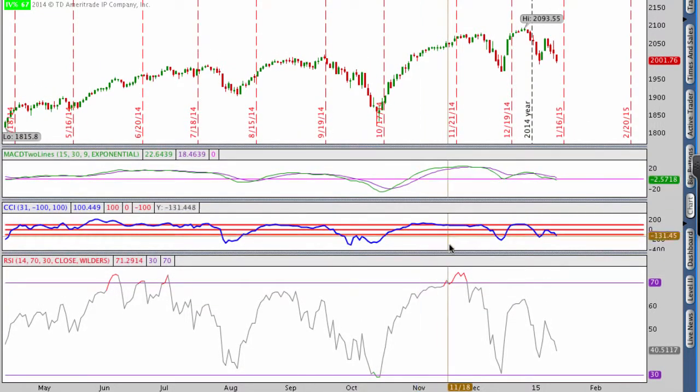Now RSI is a little bit different. RSI is a judge of relative strength in the index or the stock that you're looking at, and you are with RSI looking for these overbought and oversold ranges.